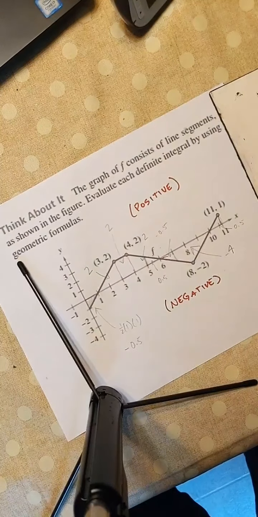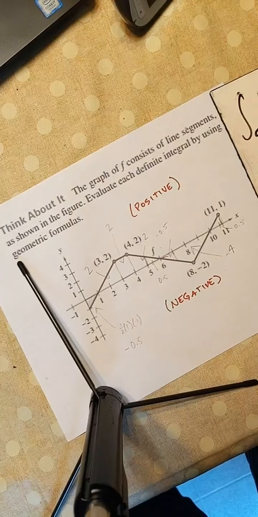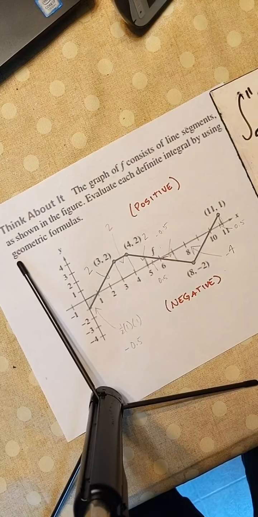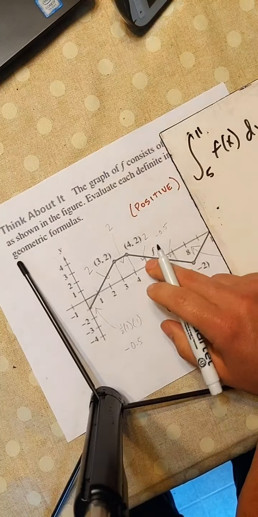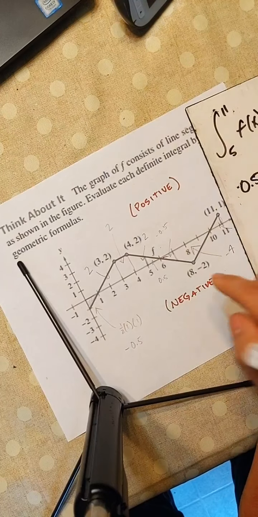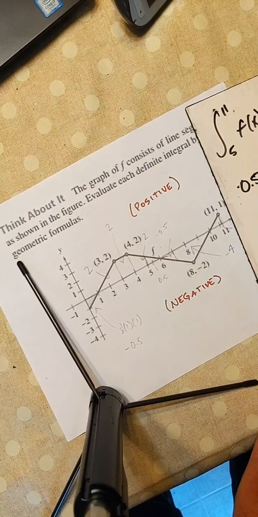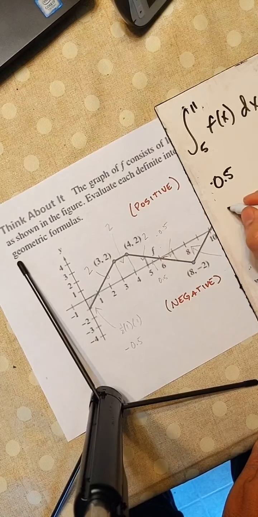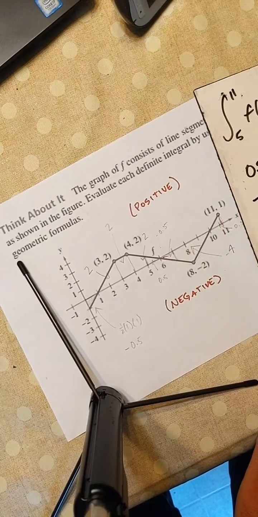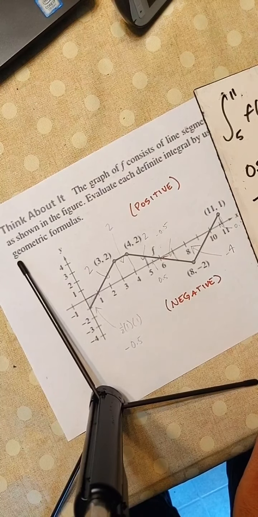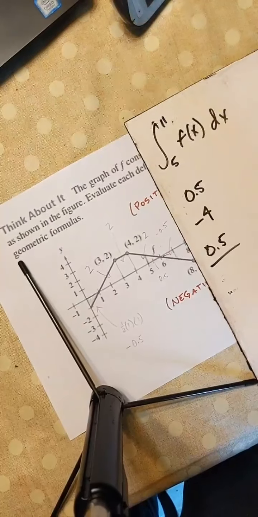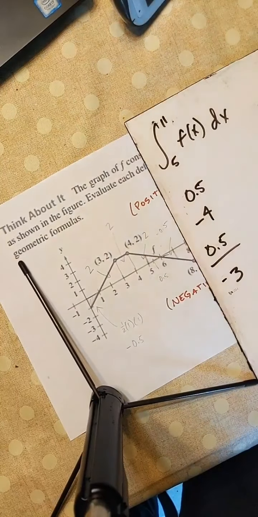So if we want to find the integral from 5 to 11 of regular f of x, we're going to just add up our totals. From 5 to 6, we have a positive 0.5. Then from 6 to 10, it's below the line, an area of 4, so that's a negative 4. And then we end with a positive 0.5. So what's a half minus 4 plus a half? That'd be negative 3.